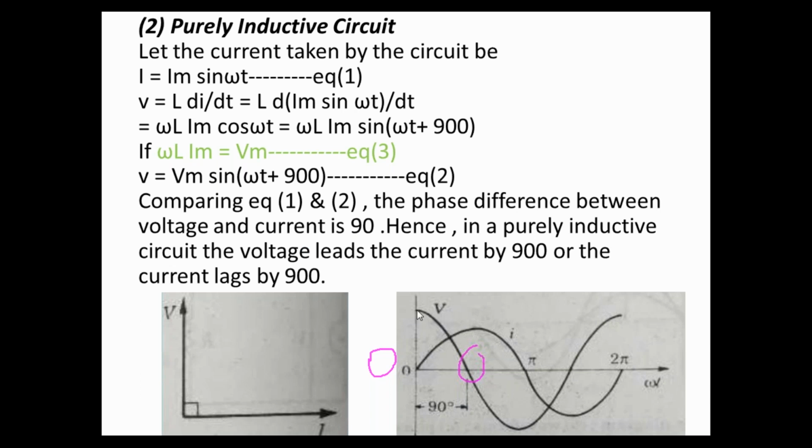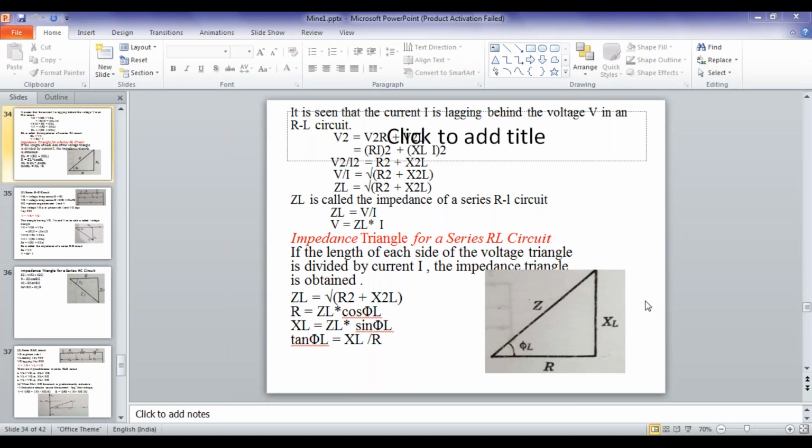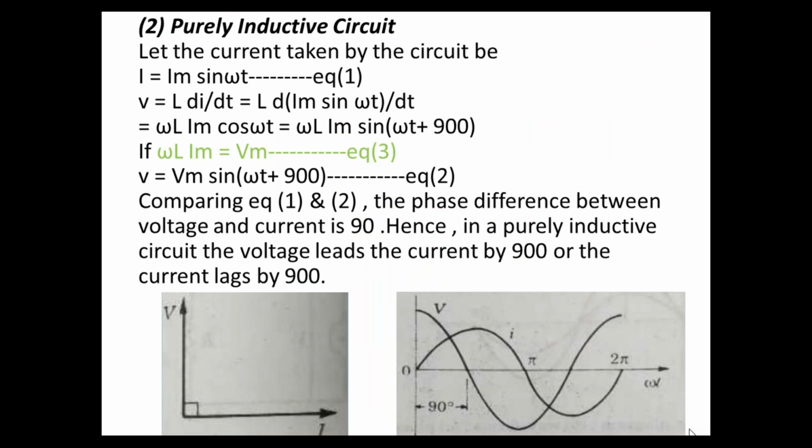Similarly, in the case of an inductor, the voltage is going to be leading the current waveform by 90 degrees, and hence the power factor in an inductor is cos 90 degrees, which is 0. So in an inductor cos phi is equal to 0, so the power factor in the inductor is equal to 0.